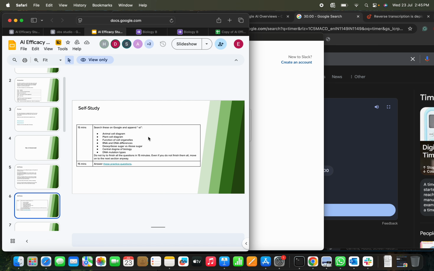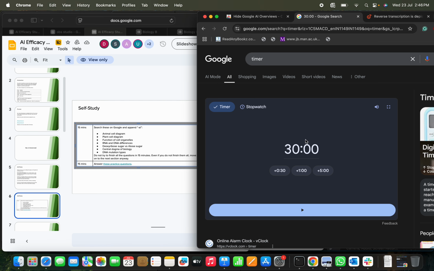Okay, now I have to give 15 minutes to these topics, and I have to search again using this template, minus AI: animal cell diagram, plant cell diagram, function of cell, deoxyribose versus ribose, central dogma of biology, and DNA. Do not try to finish all of them. Even if you do not finish them all, we'll move on to the next section anyway. Alright, let's set a timer for 15 minutes now.